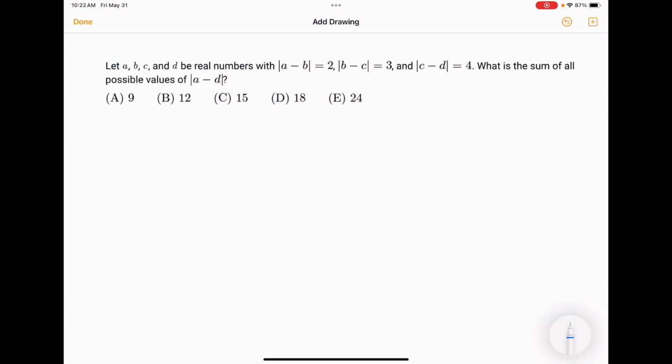The problem states, let a, b, c, and d be real numbers with the absolute value of a minus b equals 2, the absolute value of b minus c equals 3, and the absolute value of c minus d equals 4. What is the sum of all possible values of the absolute value of a minus d?